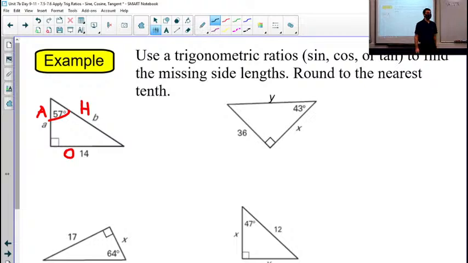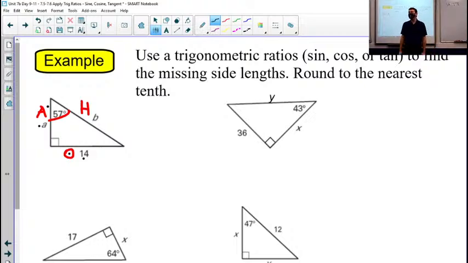I'm going to start by solving for A. And I'm going to use the part that I already know, which is the 14. Those are my two sides that I care about right now. I care about the 14 because I know it, and I care about the A because I'm trying to solve for it. I don't care about B right now. I will in just a second, but not now because I'm not solving for it. In other words, I care about my opposite and my adjacent.